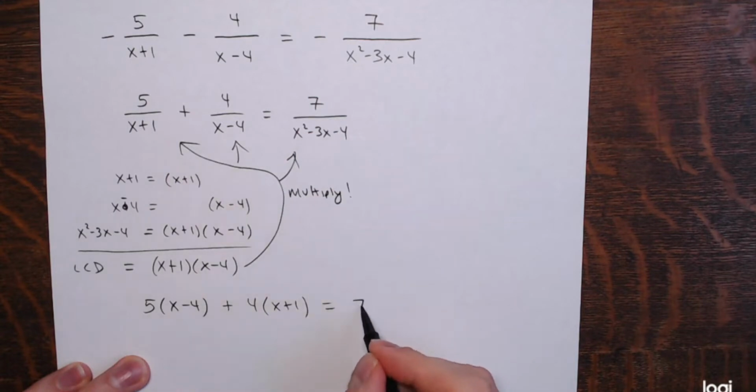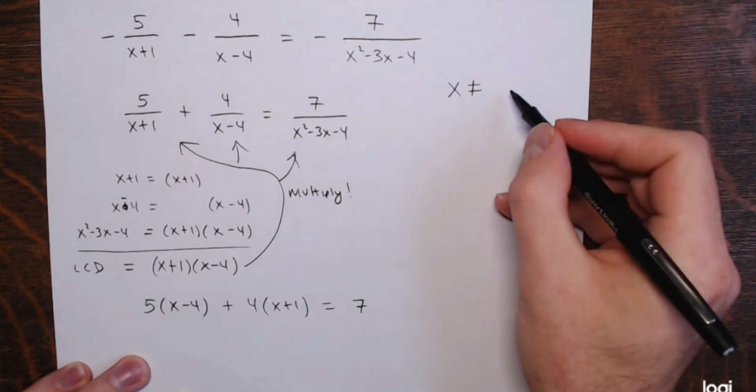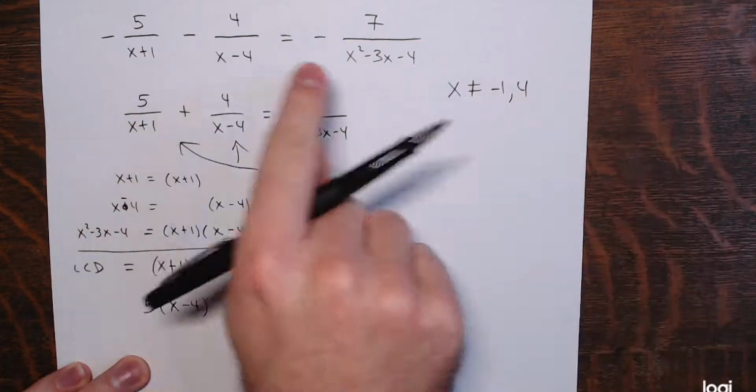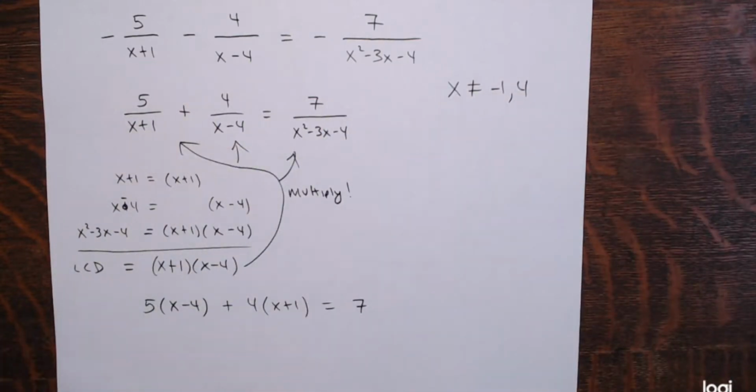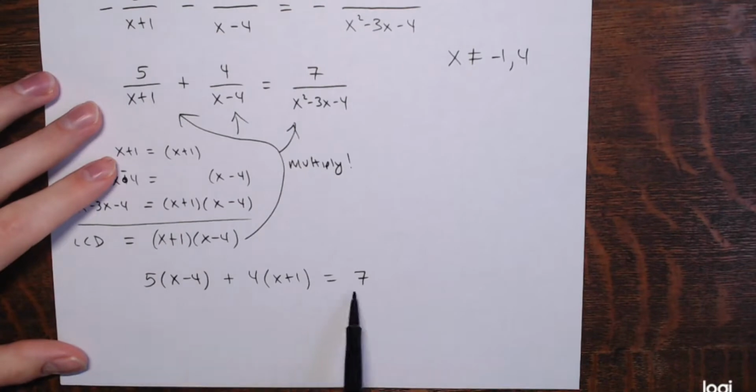Oh yeah, I forgot the restrictions. Sorry, x can't be negative 1 or positive 4, because that'll make one of these denominators 0. So as long as when I find my solution, it's not negative 1 or 4, it should be good. All right, now I'm solving the resulting equation.